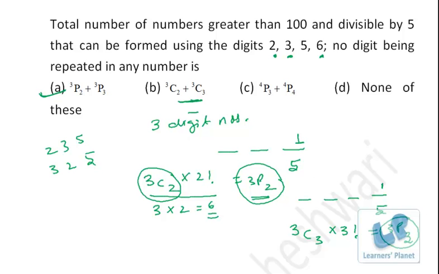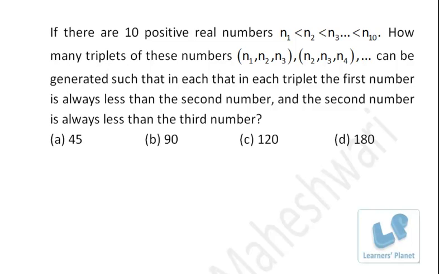Let's take the next problem. Now friends, let's see this question. This is from CAT 2002. If there are 10 positive real numbers, n1 is less than n2 is less than n3 and so on till n10, that means there are 10 numbers, and they are written in ascending order over here. How many triplets of these numbers can be generated such that in each triplet the first number is always less than the second, and the second number is always less than the third? That means n1 is less than n2 is less than n3, right?